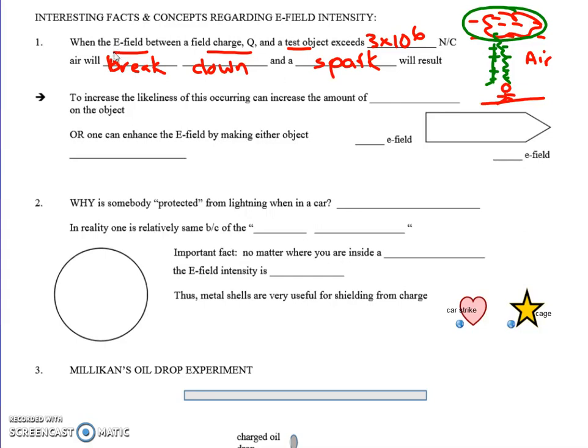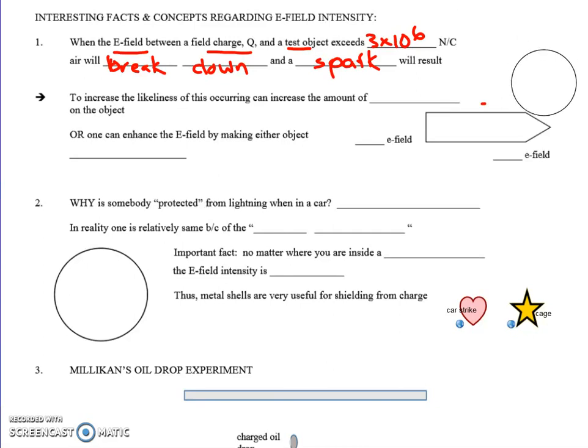So what if you want to increase the likeliness of this, which is something you want to do, let's say, for a spark plug in an engine, or you want to decrease the likeliness of this for, let's say, a lightning strike? In other words, what factors determine the likeliness of a spark or not? Okay? The most obvious thing to do is increase the charge of the object. Right? The more charge you pile onto a sphere, the greater the field's going to be, because we know that E is proportional to the amount of charge. Okay? So that's pretty straightforward.